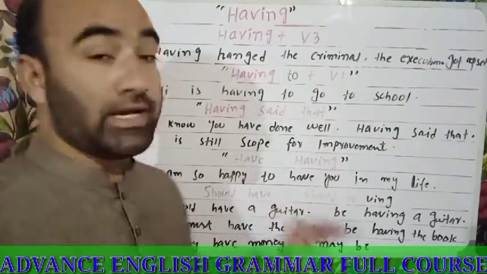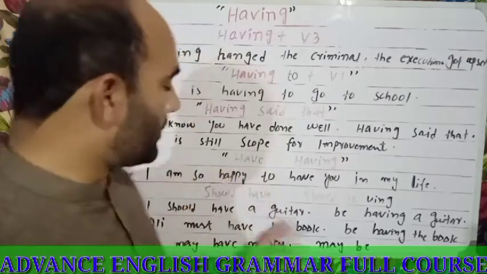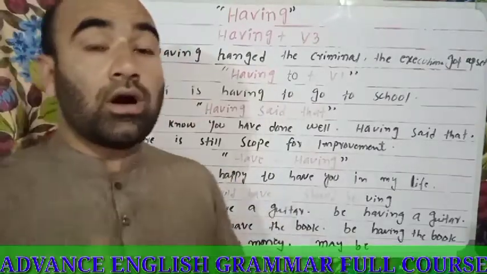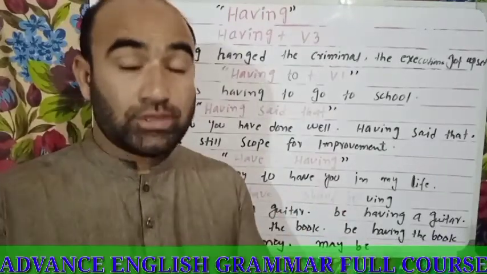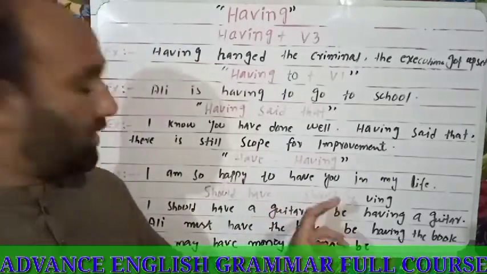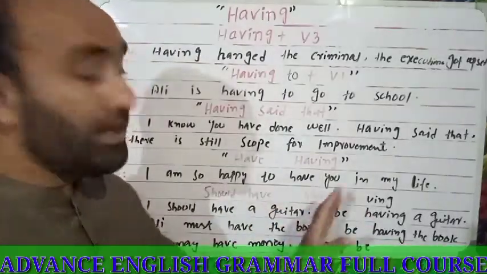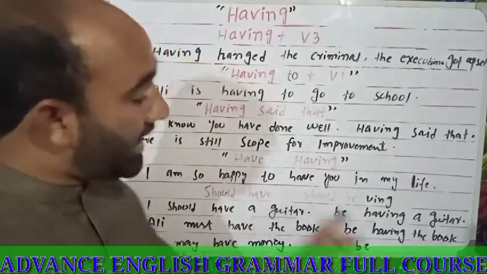I should have a guitar. I should have, but I don't have. We use it there when you are recommending something, when you are suggesting to someone or about something, we use should be, should have, should be having there. I should have a guitar. I should be having a guitar.